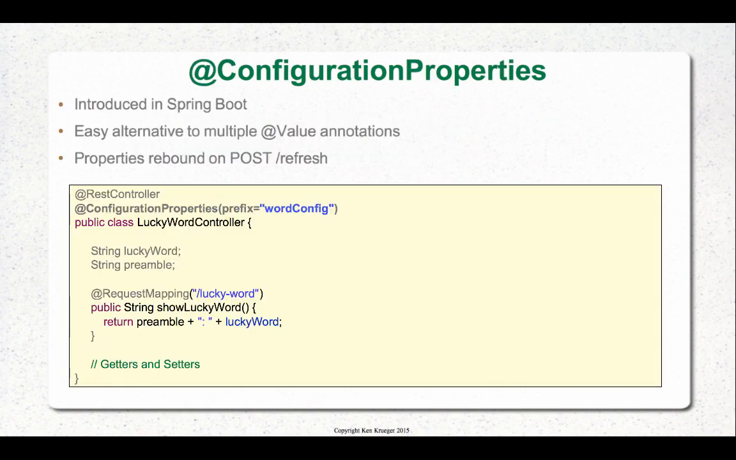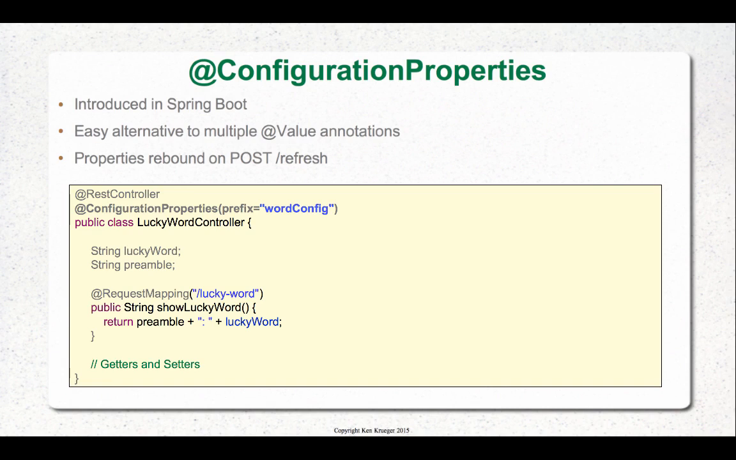ConfigurationProperties is not something new in Spring Cloud. It actually comes to us from Spring Boot. It is an easy way to set multiple properties quickly instead of putting the @Value annotations on each one. So if you have a dozen variables to set using @Value, this can get really old really fast.